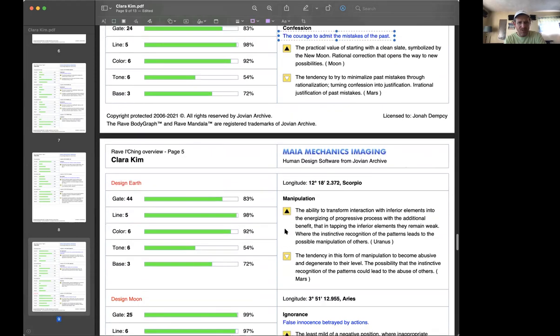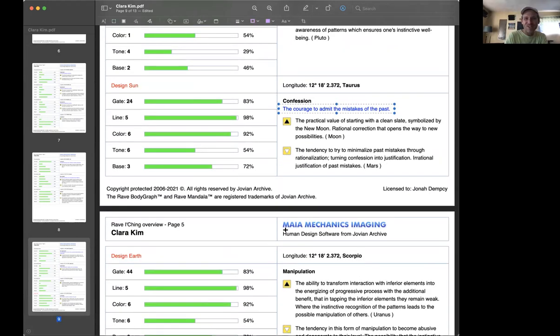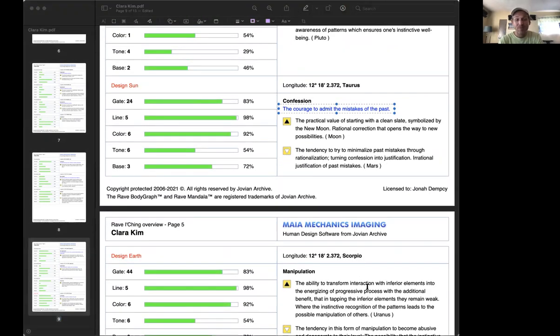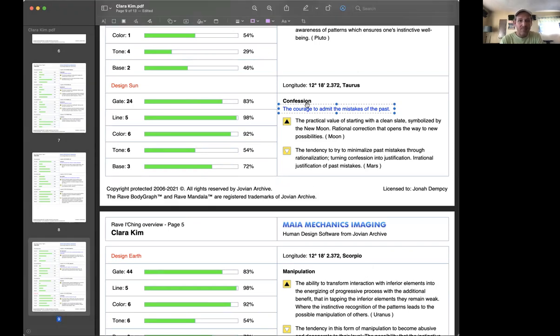And there is no potential wisdom of the design Earth, unfortunately. It's in Scorpio. Sorry, joking. It is in Scorpio, though. Okay, so here we go. So the courage to admit mistakes of the past, the exaltation, the practical value of starting with a clean slate symbolized by the new moon, rational correction that opens the way to new possibilities.